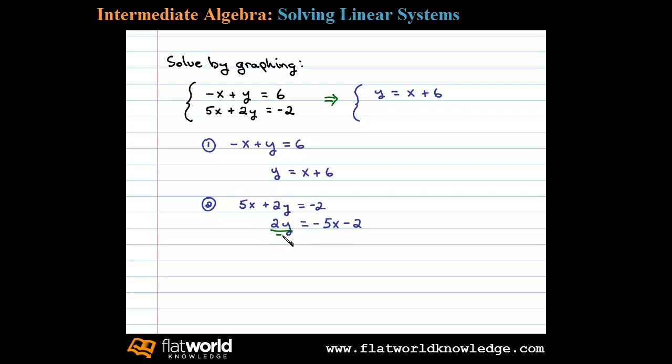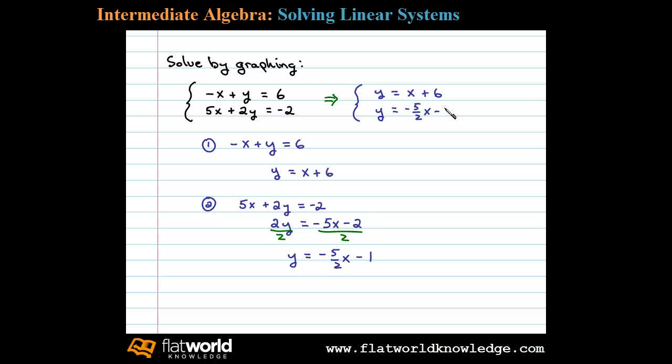Dividing by 2, we have to take care to divide both of these terms by 2. And that leaves us with slope-intercept form. y equals negative 5 halves x minus 1. And so we can write that in for the second equation.